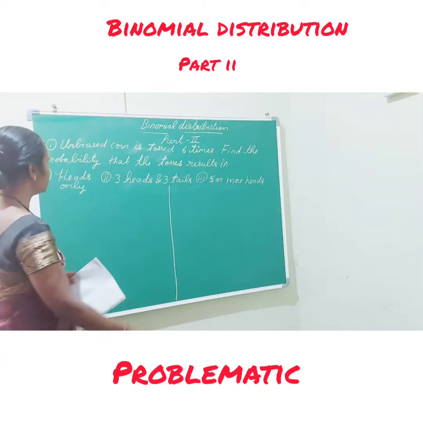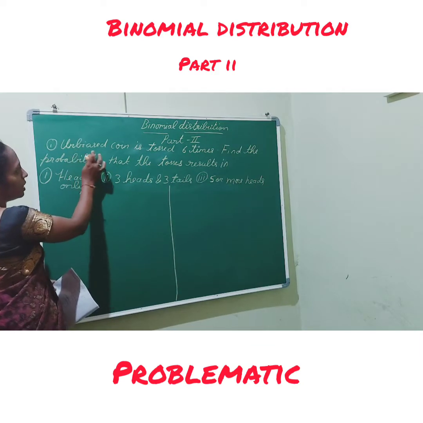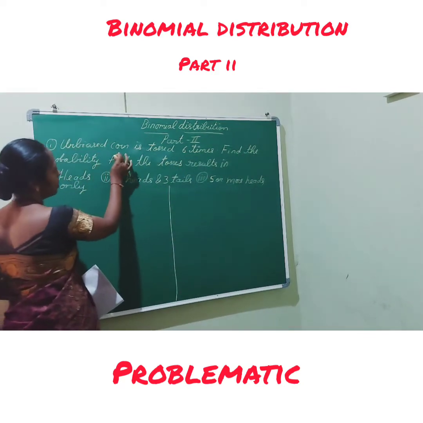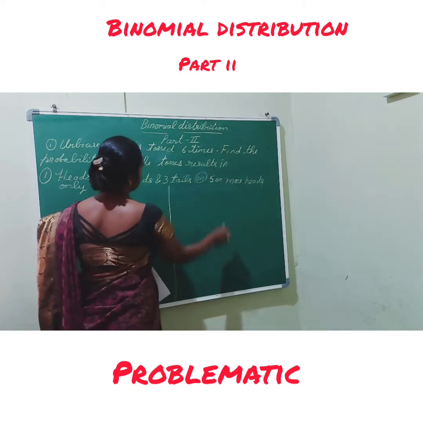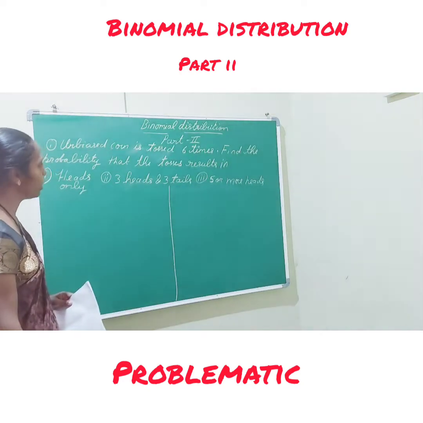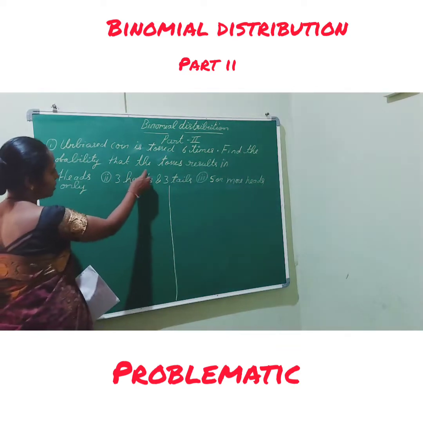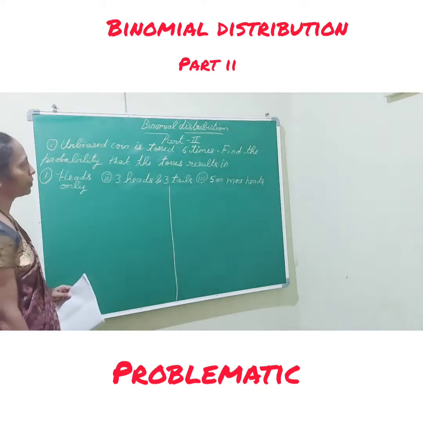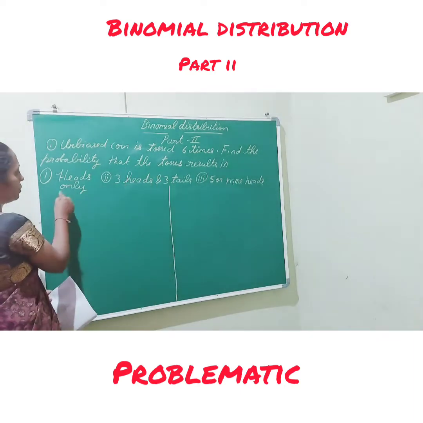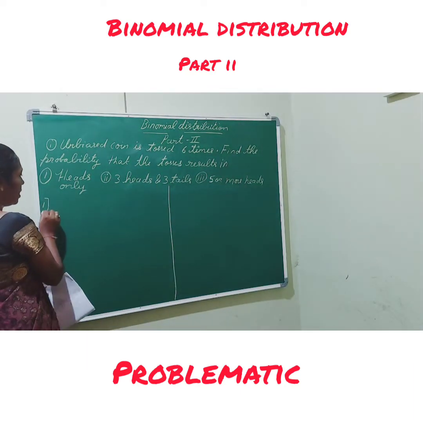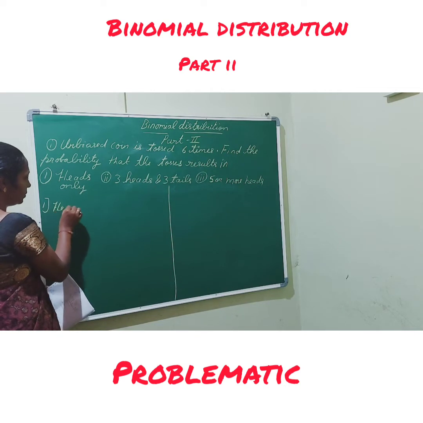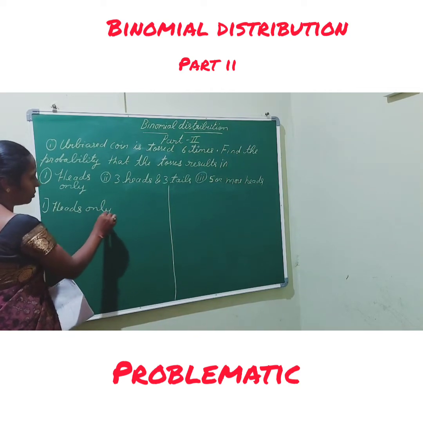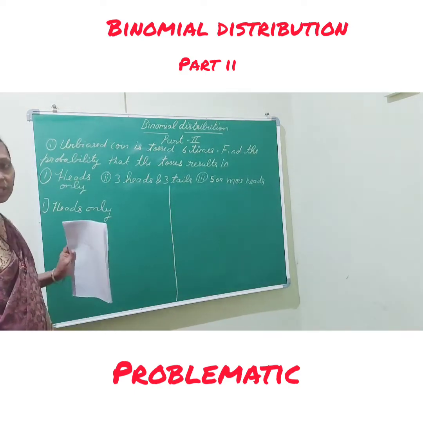First I'll just read the question. An unbiased coin is tossed 6 times. That is, one coin is tossed 6 times. Find the probability that the tosses result in: first one, heads only. So we have to first calculate heads only, when all 6 times only head has come.